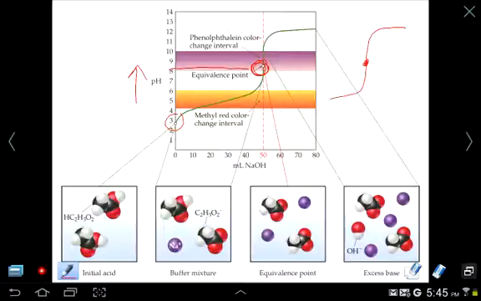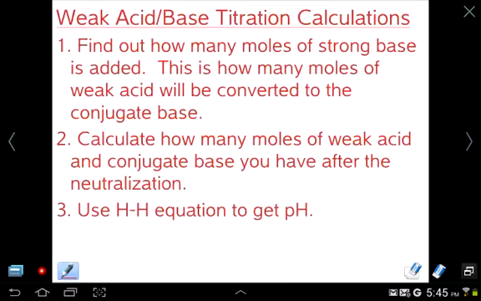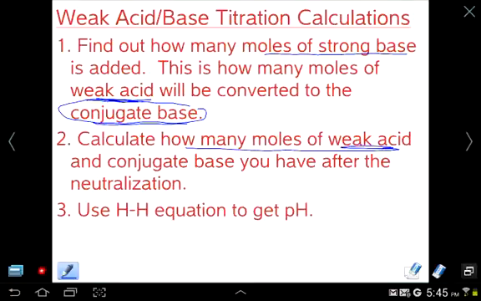And so the curve is shifted up, and in this case we will have to consider more than just what's left over. So here's how we will do the calculations. Firstly, we will find out how many moles of strong base is added to the weak acid, and this is how many moles of the weak acid will be converted to its conjugate base. Because remember, now when we neutralize, we have this conjugate base that shows up. I also have to calculate how many moles of the weak acid we have left over.